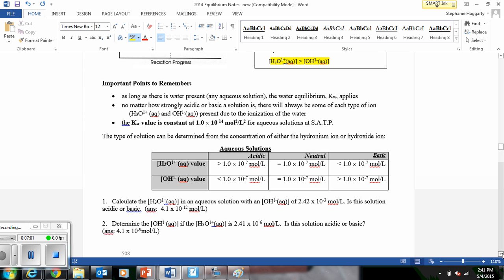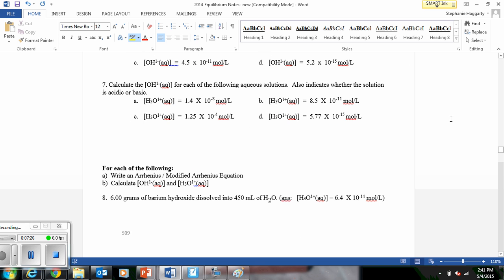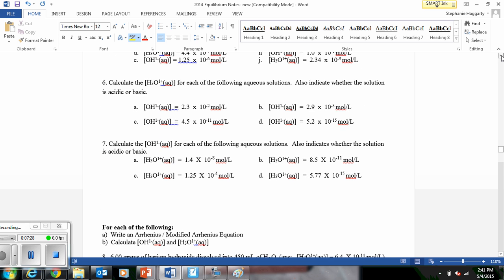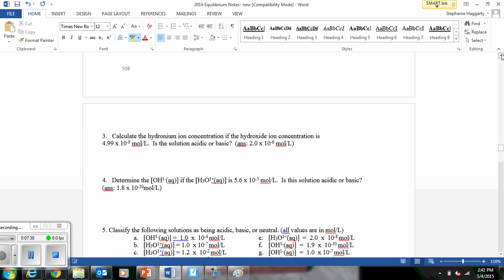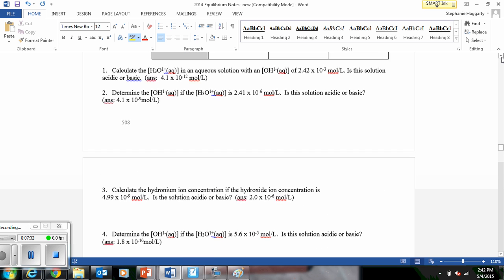So a couple important things to remember. For acidic solutions, the hydronium is greater than 1 times 10 to the minus 7, hydroxide is less. For basic, it's the other way around. The hydronium is less than 1 times 10 to the minus 7, and hydroxide is greater. For neutral, so for pure water at equilibrium, these are both equal. They're both balanced. So for these practice questions that I would like you to try now, you can pause the video and try some of these practice problems.